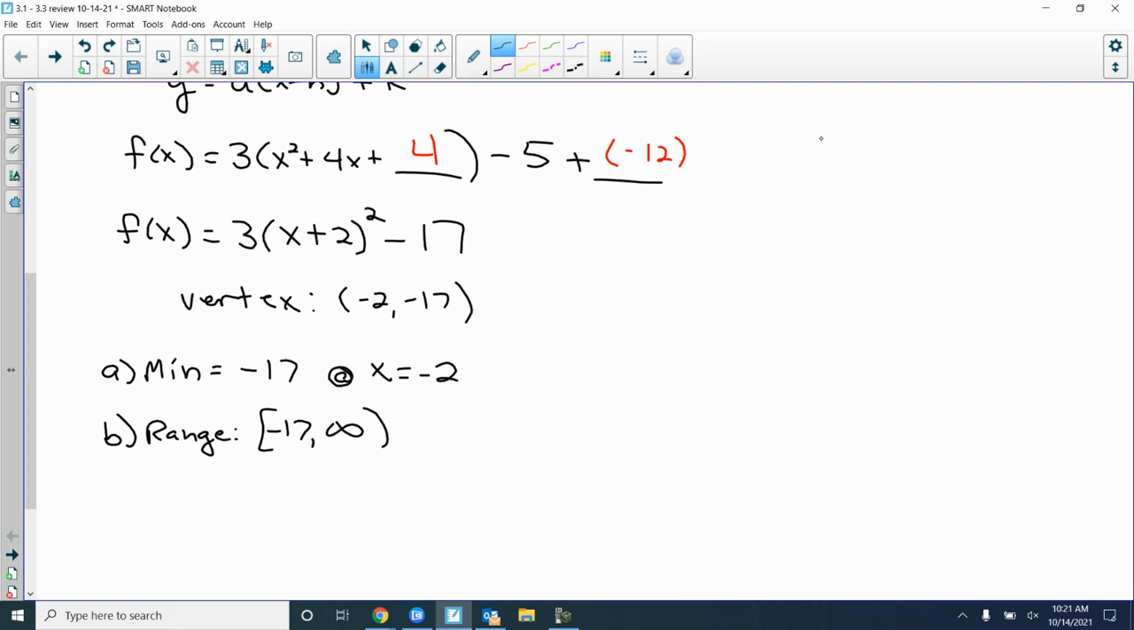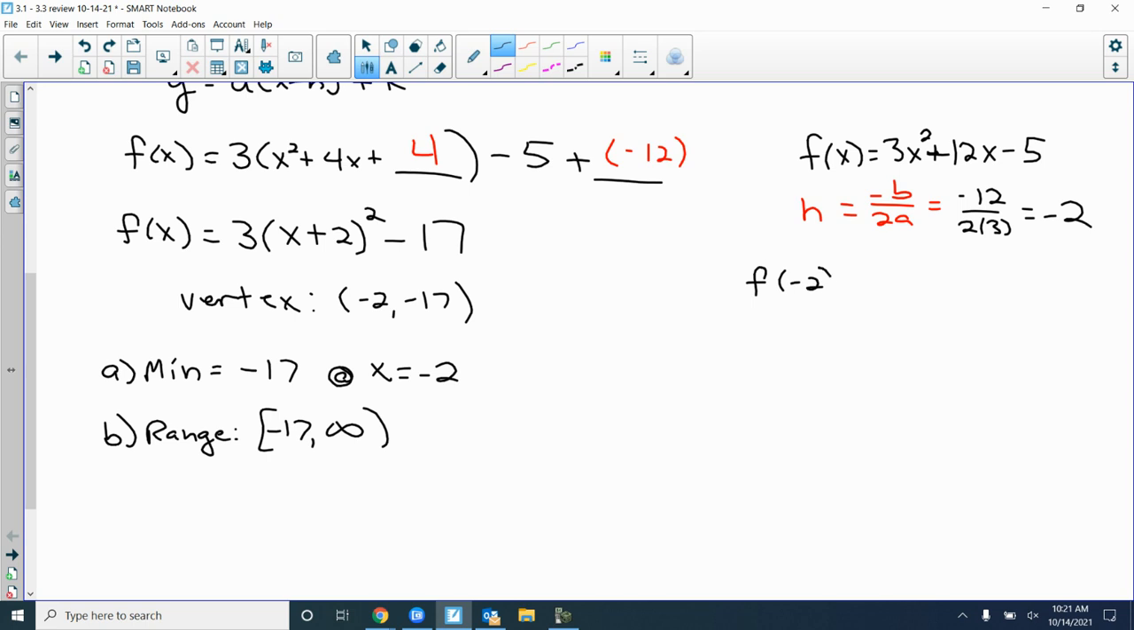If you go back to the original, f of x equals 3x squared plus 12x minus 5. Now if this was the only thing I had to answer, I probably wouldn't do it this way. I'm assuming you found negative 2 by using h equals negative b over 2a. So I would do this, which would be negative 12 over 2 times 3, which is 6, which does give me negative 2. F of negative 2, you would plug it in. All right, you better know what that equals.